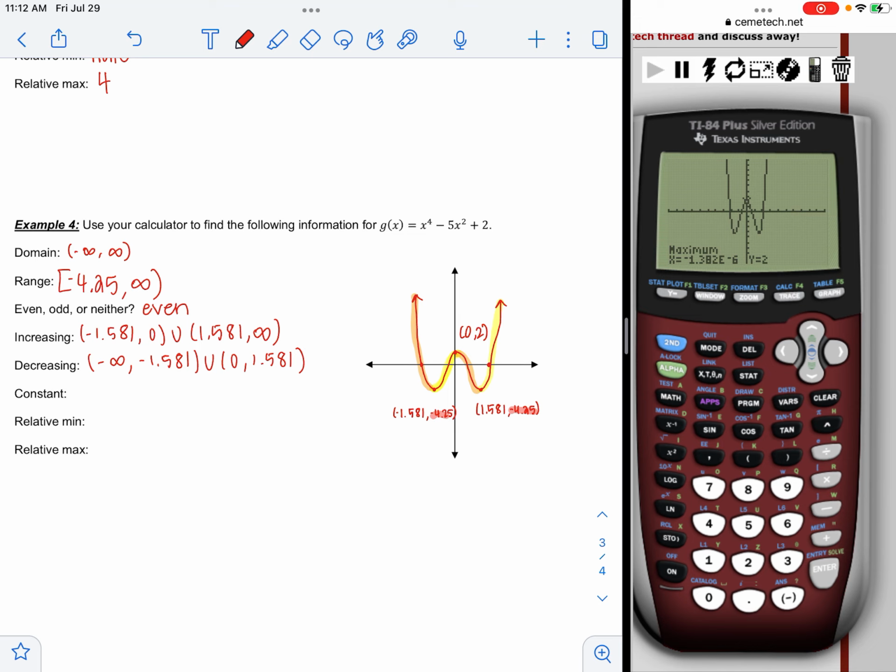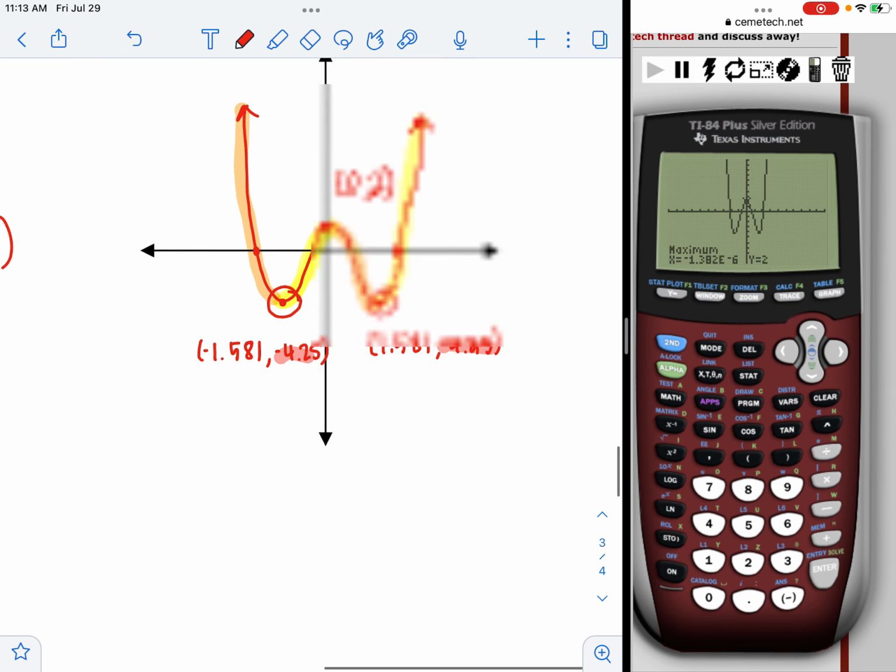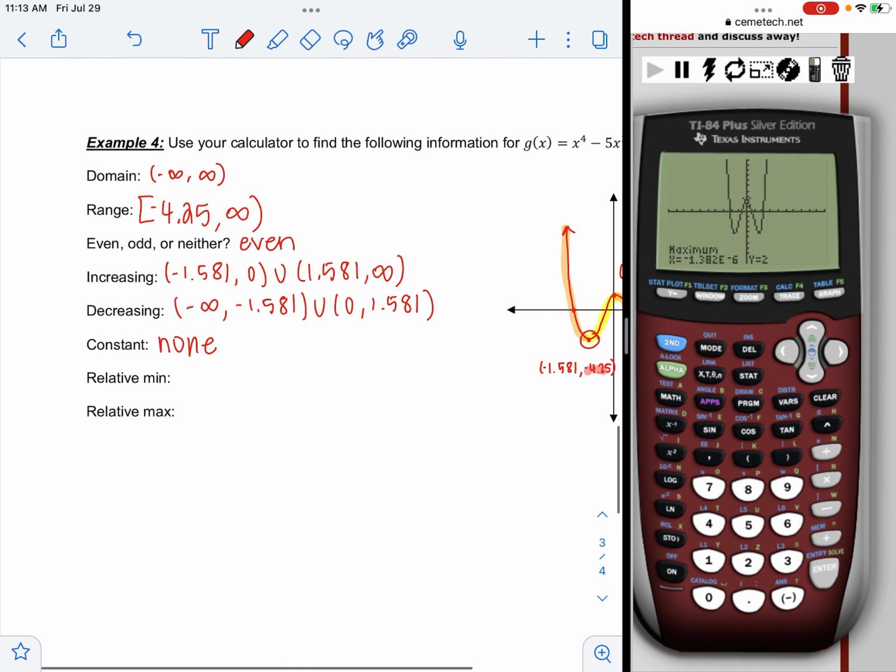All right, so the calculator stuff is not that bad. You just have to find these points. Where is it constant? Nowhere. There's no horizontal lines there. Relative minima. So we're looking for minimums. There's a minimum here and here, and we want the y values, which is negative 4.25 for both of them, so we don't have to list it twice, negative 4.25.